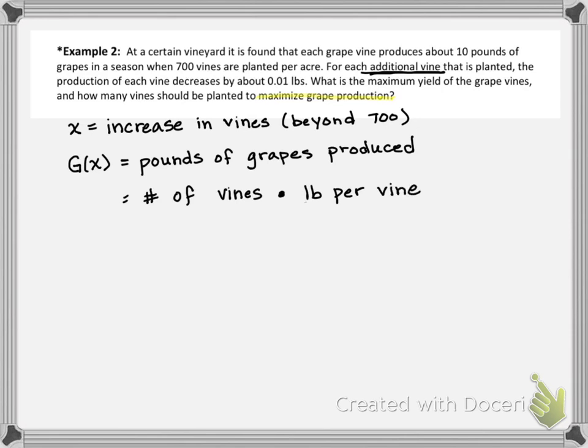We good so far? So in general, we know we can find how many pounds of grapes were produced by taking each of our vines and multiplying by how many pounds each of them produces. So in order to write this function, I need an expression for the number of vines, and I need an expression for the pounds per vine. Keep in mind that we can't just use 710, because we're theoretically changing how many vines we plant, right?